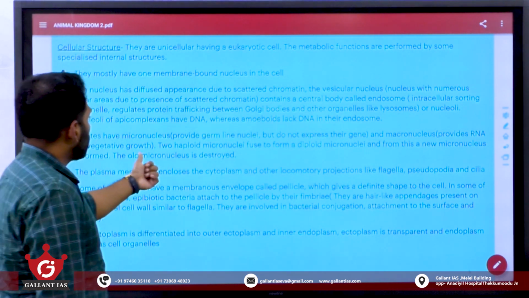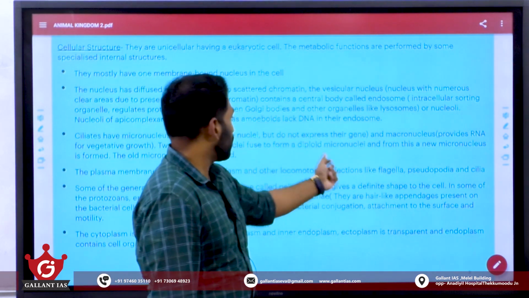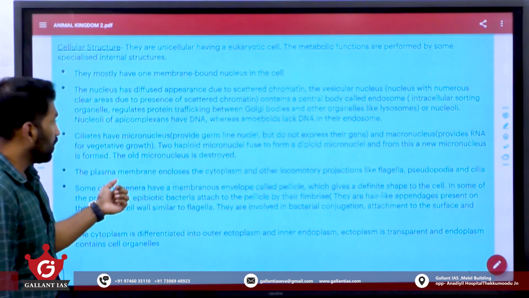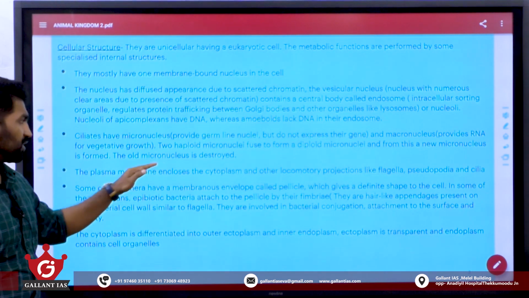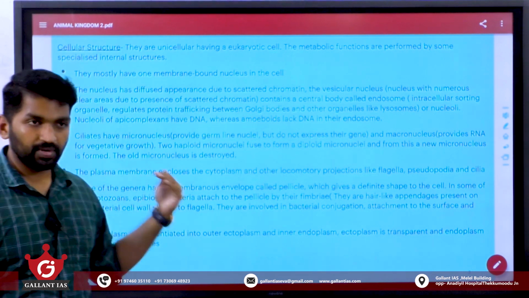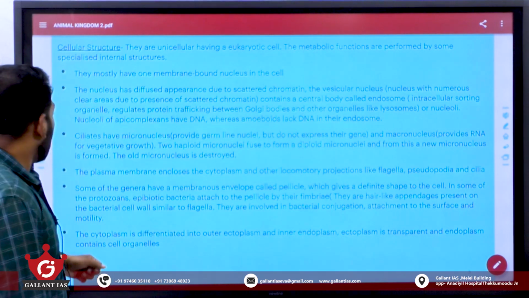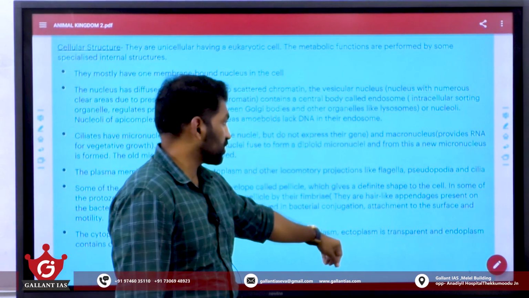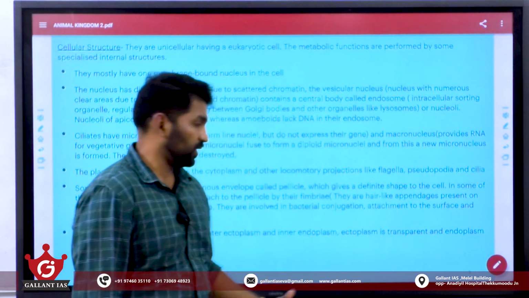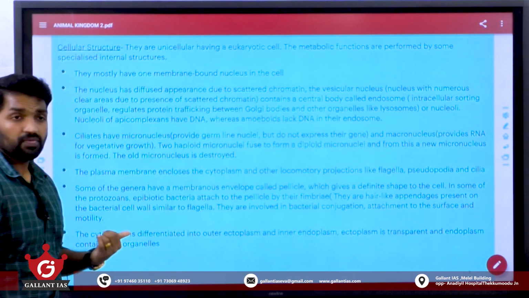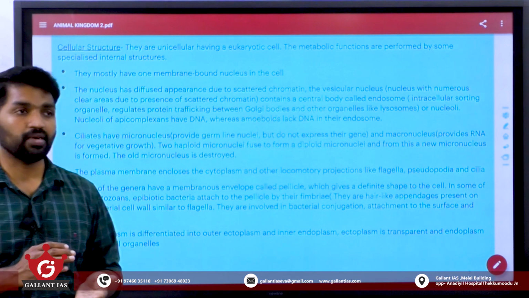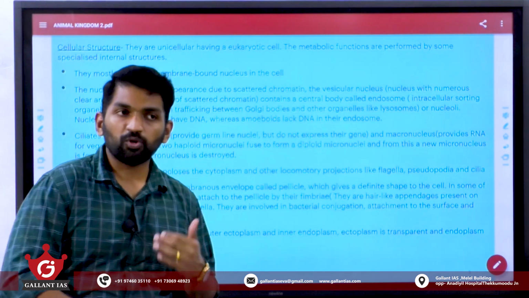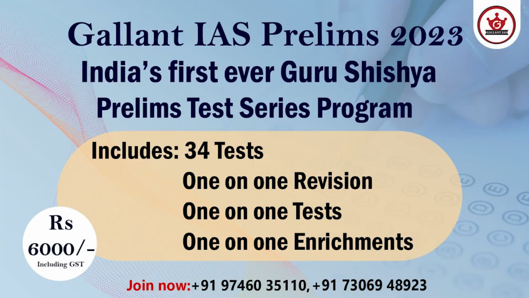So, 2 haploid micronuclei formed, fused to form a diploid micronuclei. From this, a few new micronuclei are formed. The old micronucleus is destroyed. Just leave that as of now, park it. When we look at paramecium, we'll have it in detail. The plasma membrane encloses the cytoplasm and other locomotory projections like flagella, pseudopodia, and cilia. Again, a characteristic of this species is that there is a definite demarcation of the cytoplasm into ectoplasm and endoplasm. The cytoplasm is divided into 2.